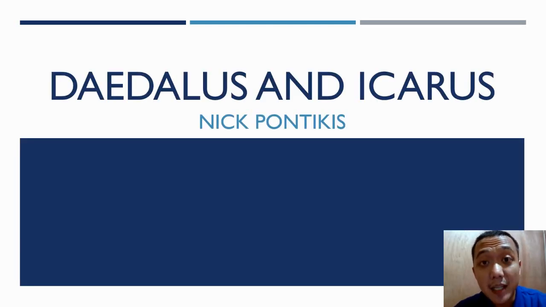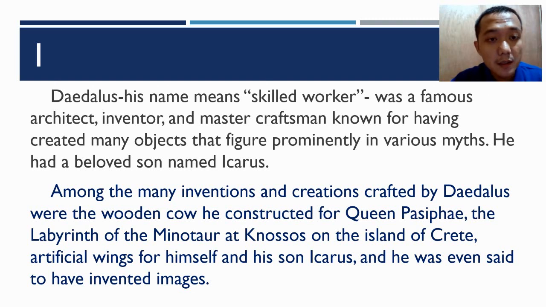Daedalus and Icarus by Nick Pontikis. Daedalus, his name means skilled worker, was a famous architect, inventor, and master craftsman known for having created many objects that figure prominently in various myths. He had a beloved son named Icarus.